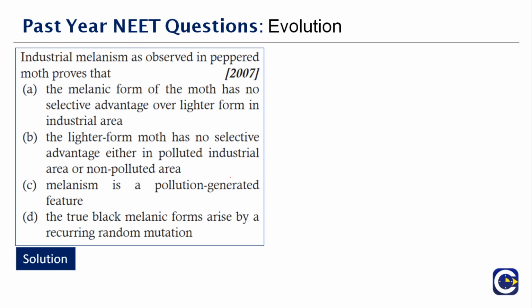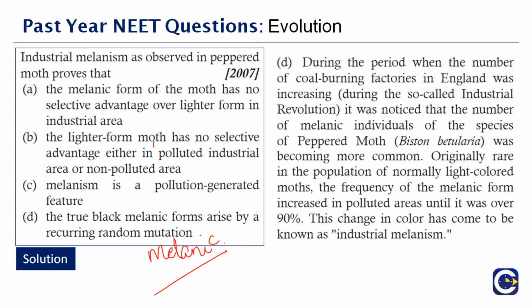So they're talking about the color. Due to the industrial pollution, what happened? The light-colored moth became a melanic moth. So they have changed in the color. So now you know what it is. The right answer is option D. The true black melanic form arises by the recurring random mutation. So a lot of pollution got deposited, and that's how it's for mutation also. Therefore, the right answer to this question is option D.